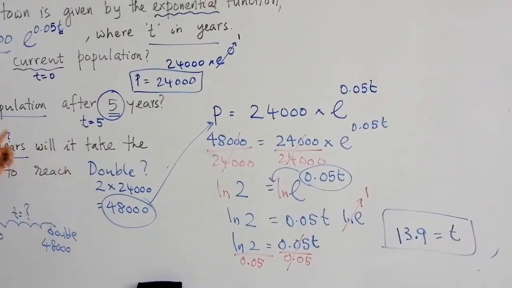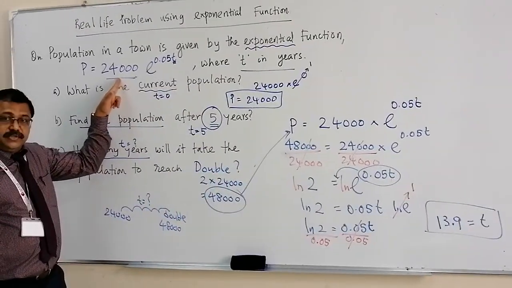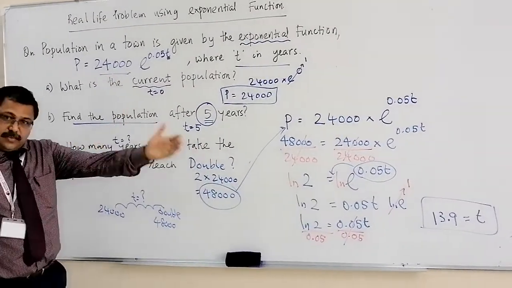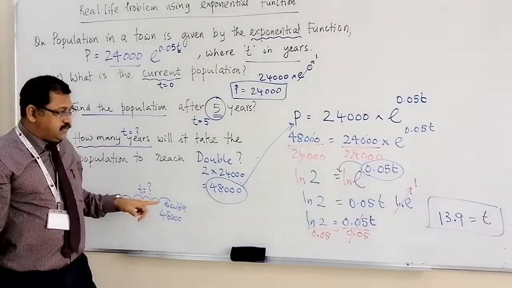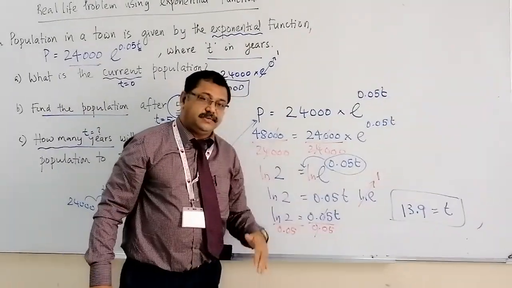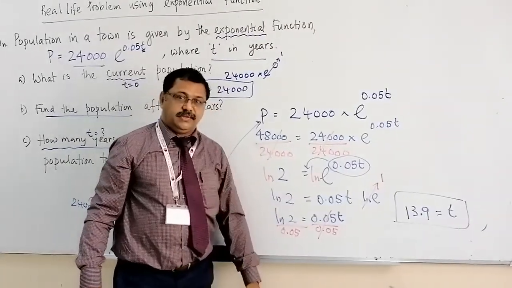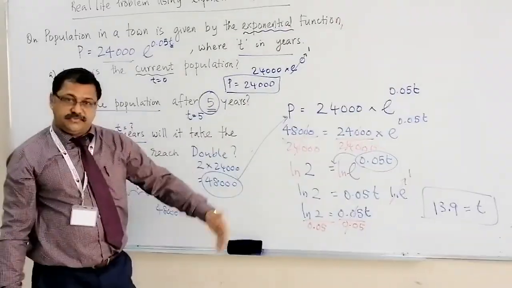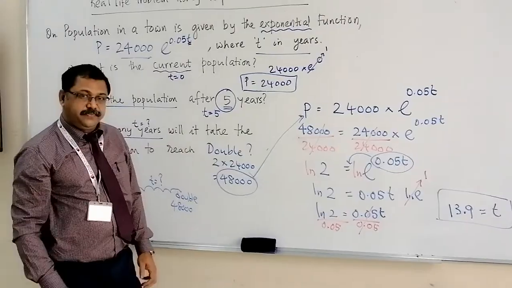So here the question, this base current value is 24,000, is going to double after how many years? 13.9 years, that is approximately 14 years. So the population will double after 14 years. Okay.